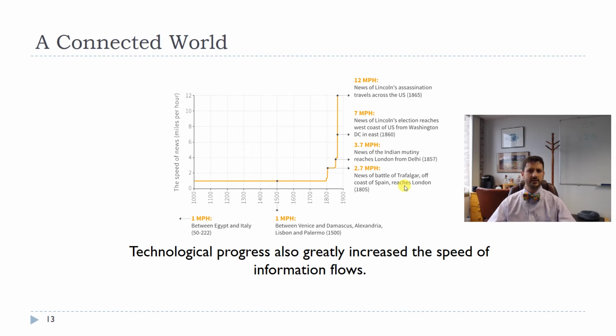That increased, right, with ships. It increased with trains. It increased with the telegraph. It increased with the telephone. It increased with the airplane. And now, of course, with the internet, it's basically as fast as the speed of light. As soon as something happens across the world, everyone can know about it almost immediately.